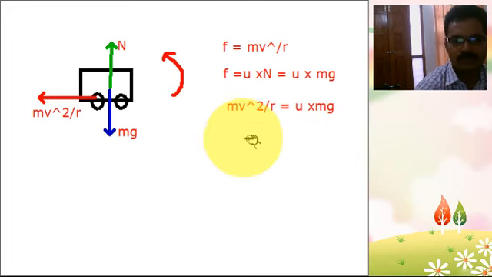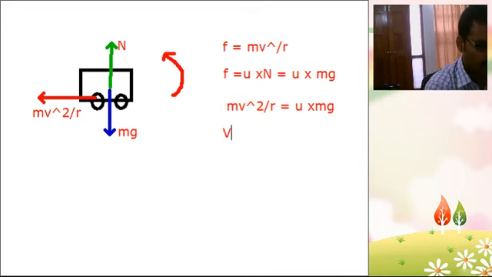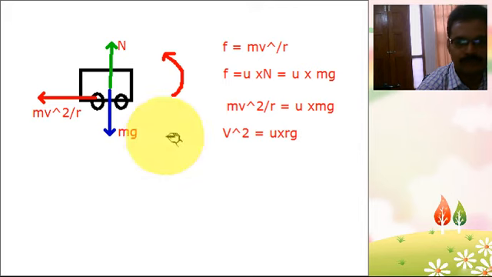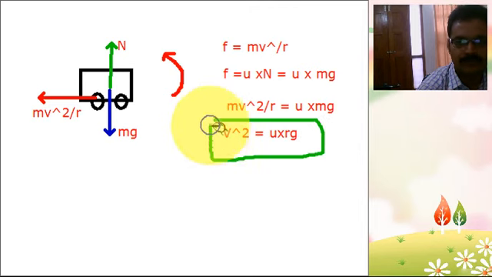If you simplify this, what formula will you get? Because we need to calculate the speed. So therefore v squared equals mu into rg. This would be the formula. So this is the formula we have: v squared equals mu into rg.